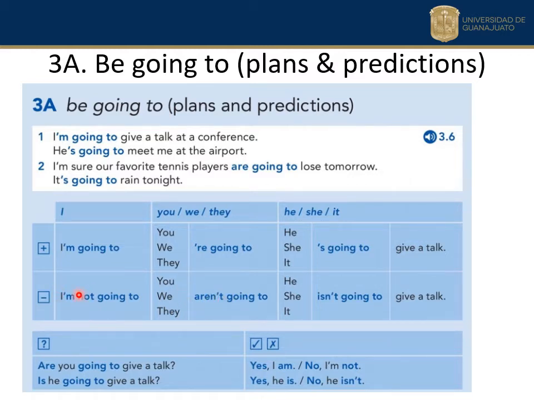Here are the examples with the questions. Are you going to give a talk? Aquí ya cambia el verbo, ¿ok? El verbo principal es give. Y la pregunta dice, ¿vas a dar una plática? Aquí talk ya no está como verbo, está como sustantivo. Y se refiere a una plática.